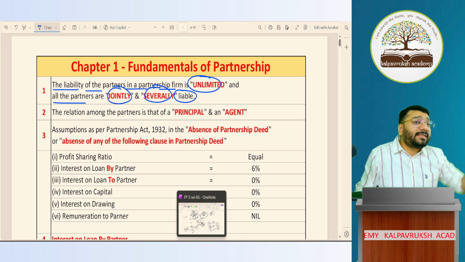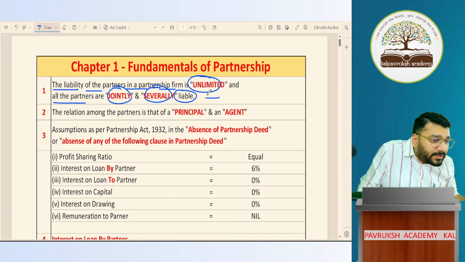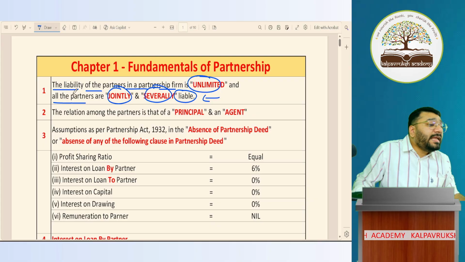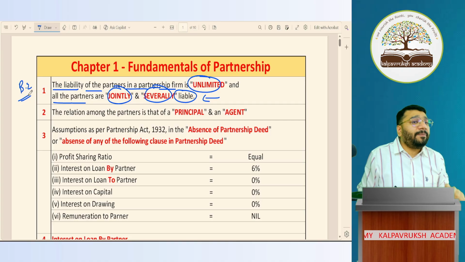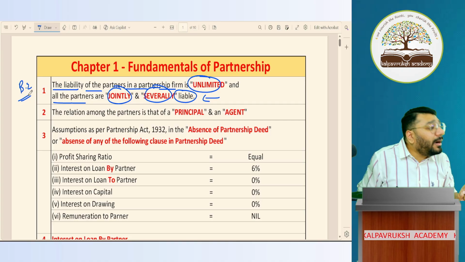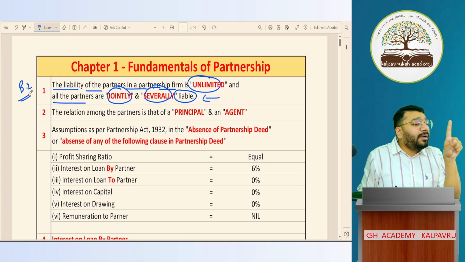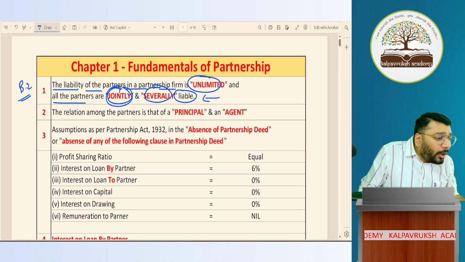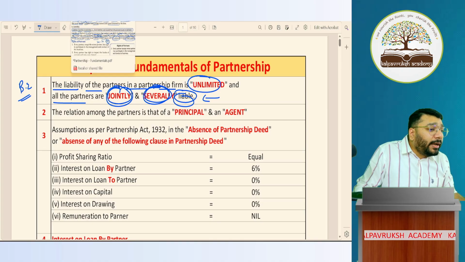Where have they mentioned this? In the second volume of T.S. Grewal, in a tabular column. Okay, not okay. You have to make a note of this point. Very, very important. In one of the board examinations, I don't remember which year exactly, they've asked this question: what is the liability of partners in a partnership firm? You have to write both of these points. The liability of partners in a partnership firm is unlimited, and all the partners are jointly and severally liable.